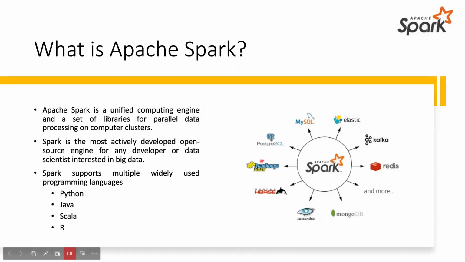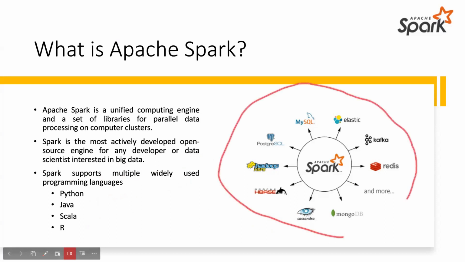Let's start with what is Apache Spark. Apache Spark is a unified computing engine and a set of libraries for parallel data processing on computer clusters. Spark is the most actively developed open source engine for any developer or data scientist interested in big data. Spark supports multiple widely used programming languages such as Python, Java, Scala, and R, includes libraries for diverse tasks ranging from SQL to streaming, and runs anywhere from a laptop to a cluster of thousands of servers.